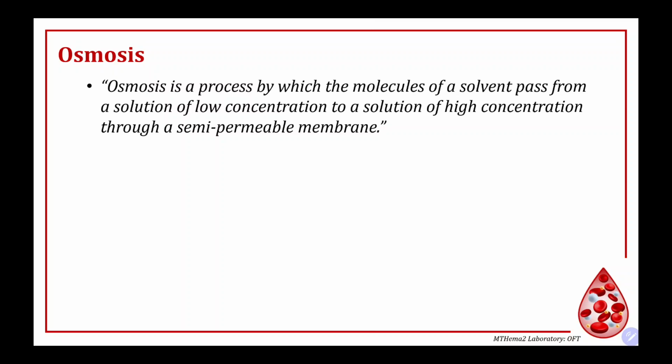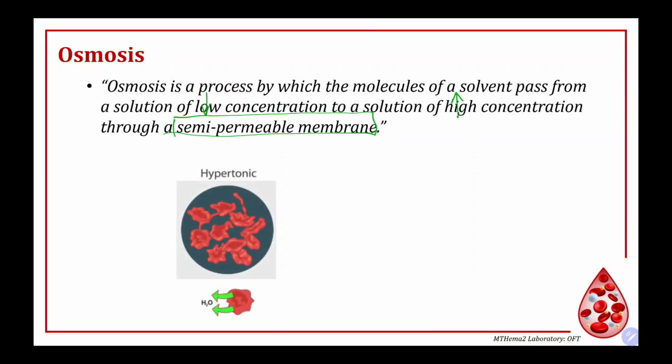Let us also go over a recall on the definition of osmosis. When we say osmosis, this is a process by which the molecules of a solvent pass from a solution of low concentration to a solution of high concentration through a semi-permeable membrane. Now, if a cell is in a hypertonic solution, the solution has a lower water concentration than the cell contents. Thus, water moves out of the cell until both solutions are in equal concentrations. When placed in a hypertonic solution, a red blood cell will lose water and undergo crenation or shrinking.